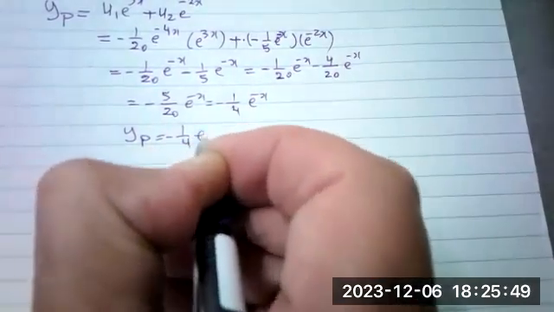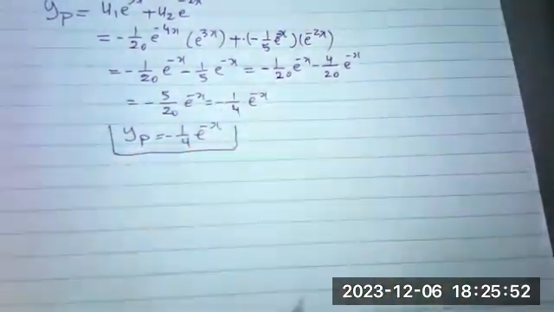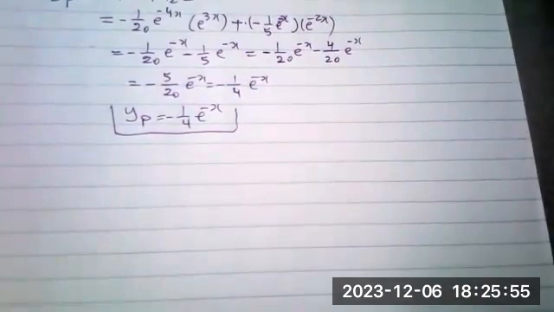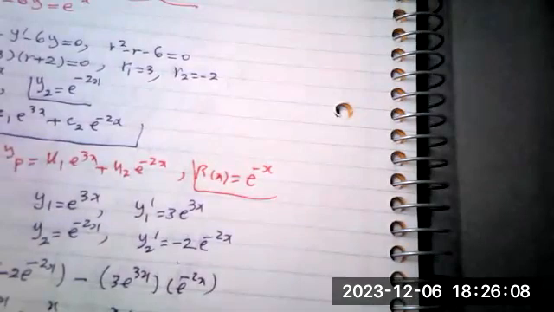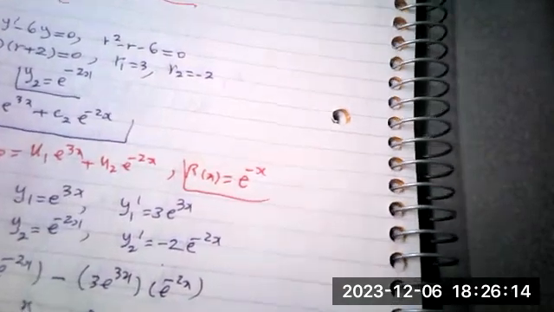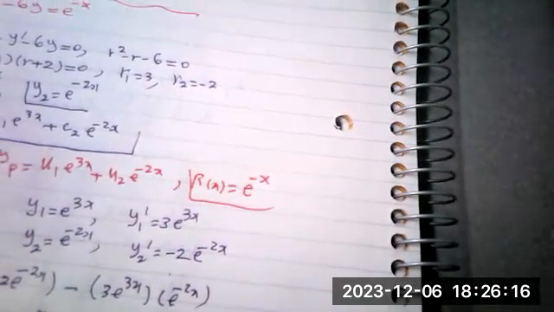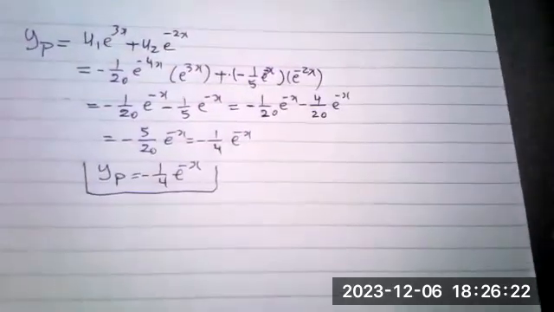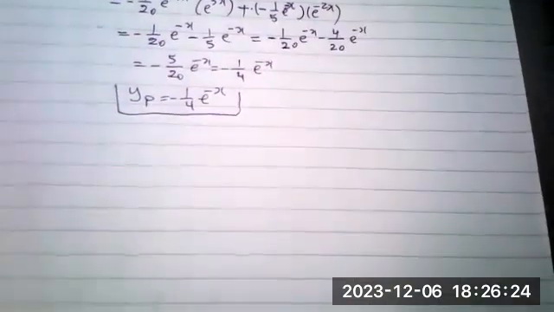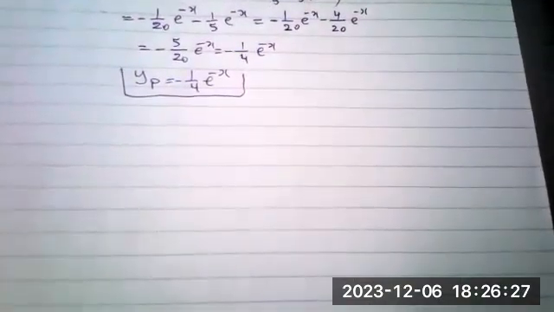Yes, what's the question? You had negative 1/5 e to the negative x. It is e to the x. Then u1 should be positive. u1 is negative 1 over 20 e to the negative 4x. Okay. And the u2 is negative 1/5 e to the x. Yes. Yeah. Okay. So it's correct. So that's yp.